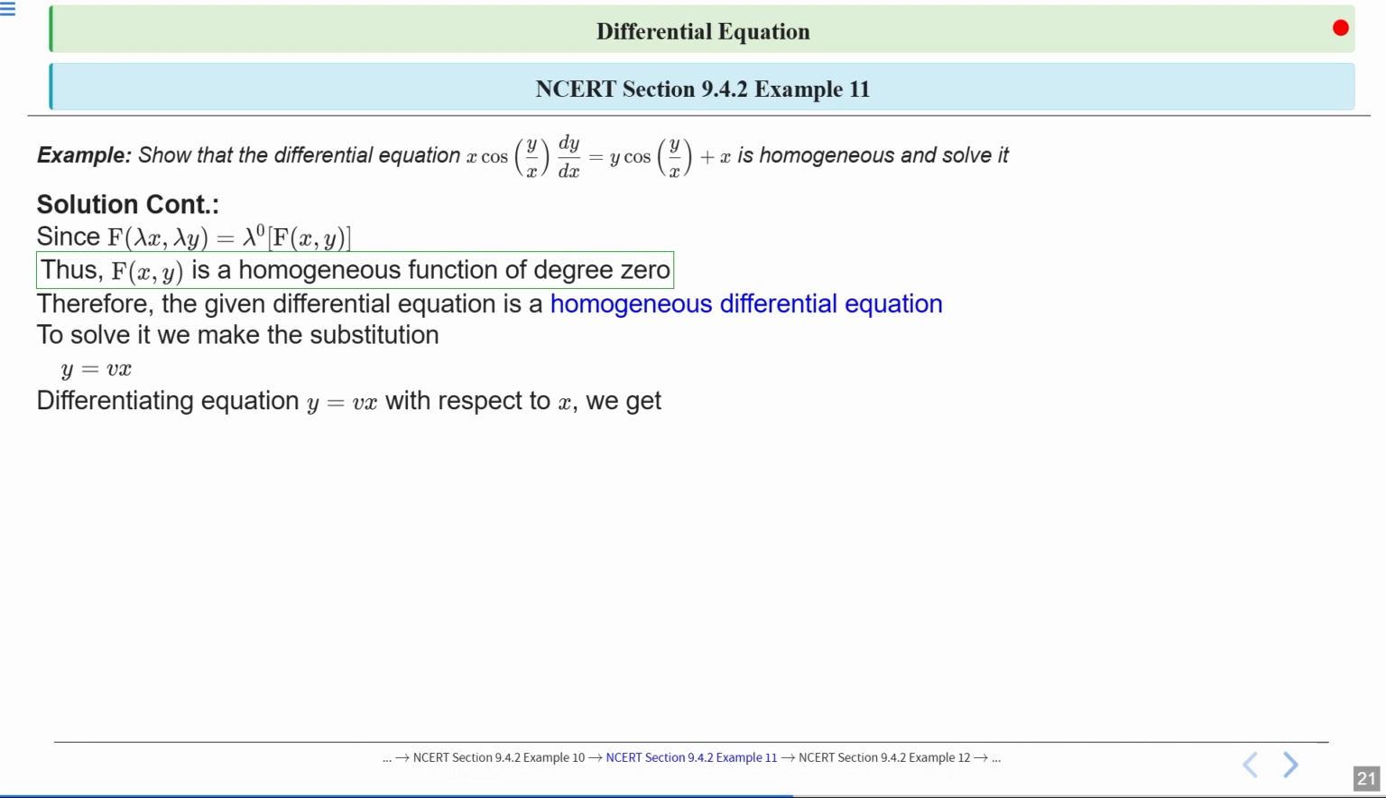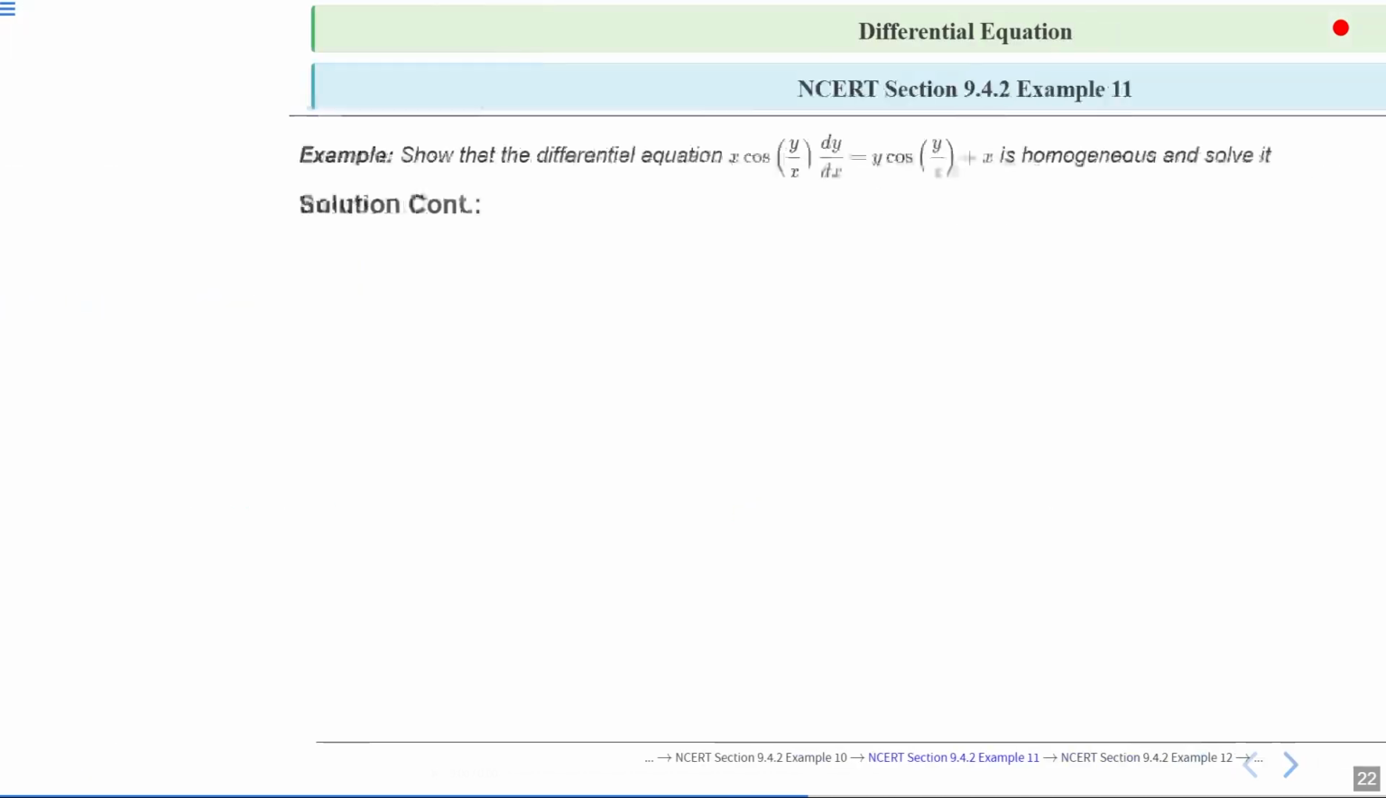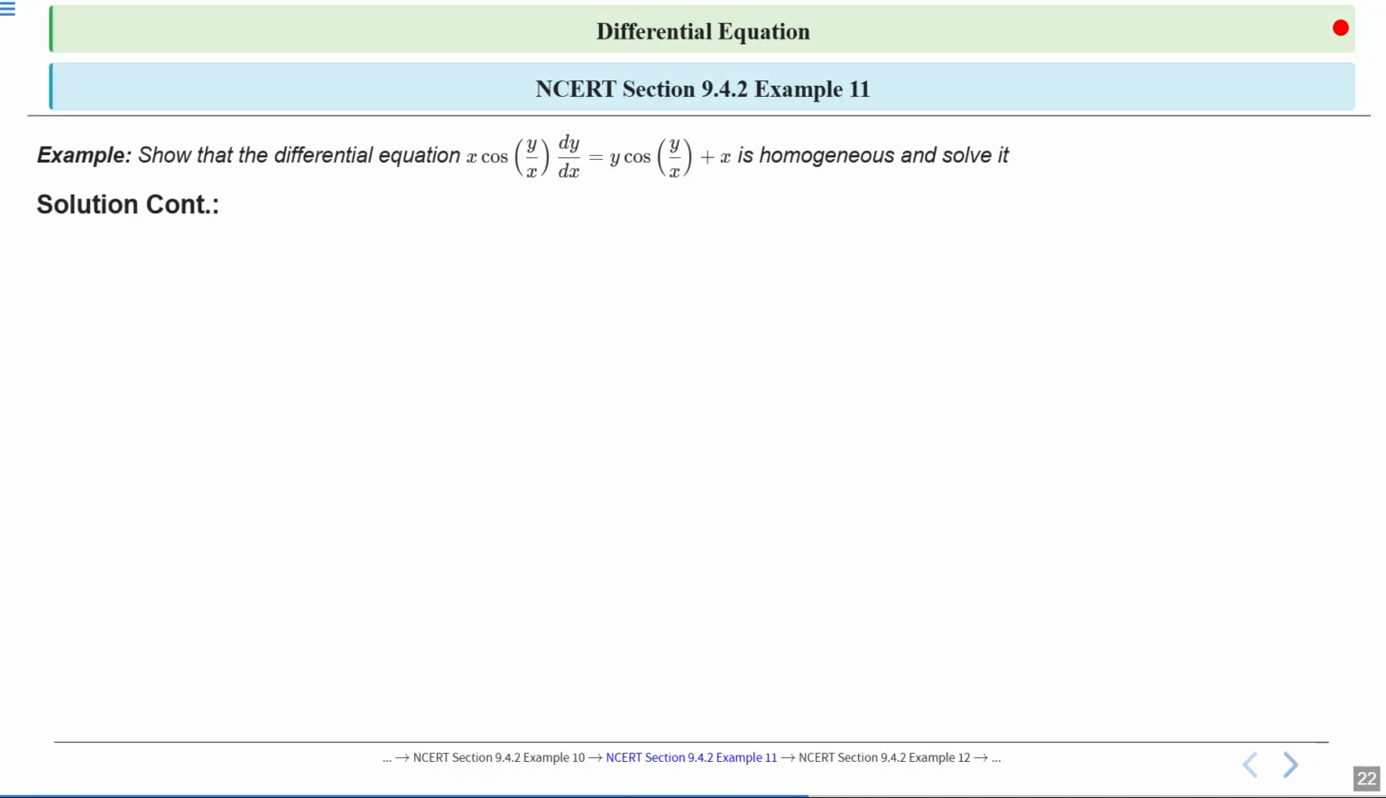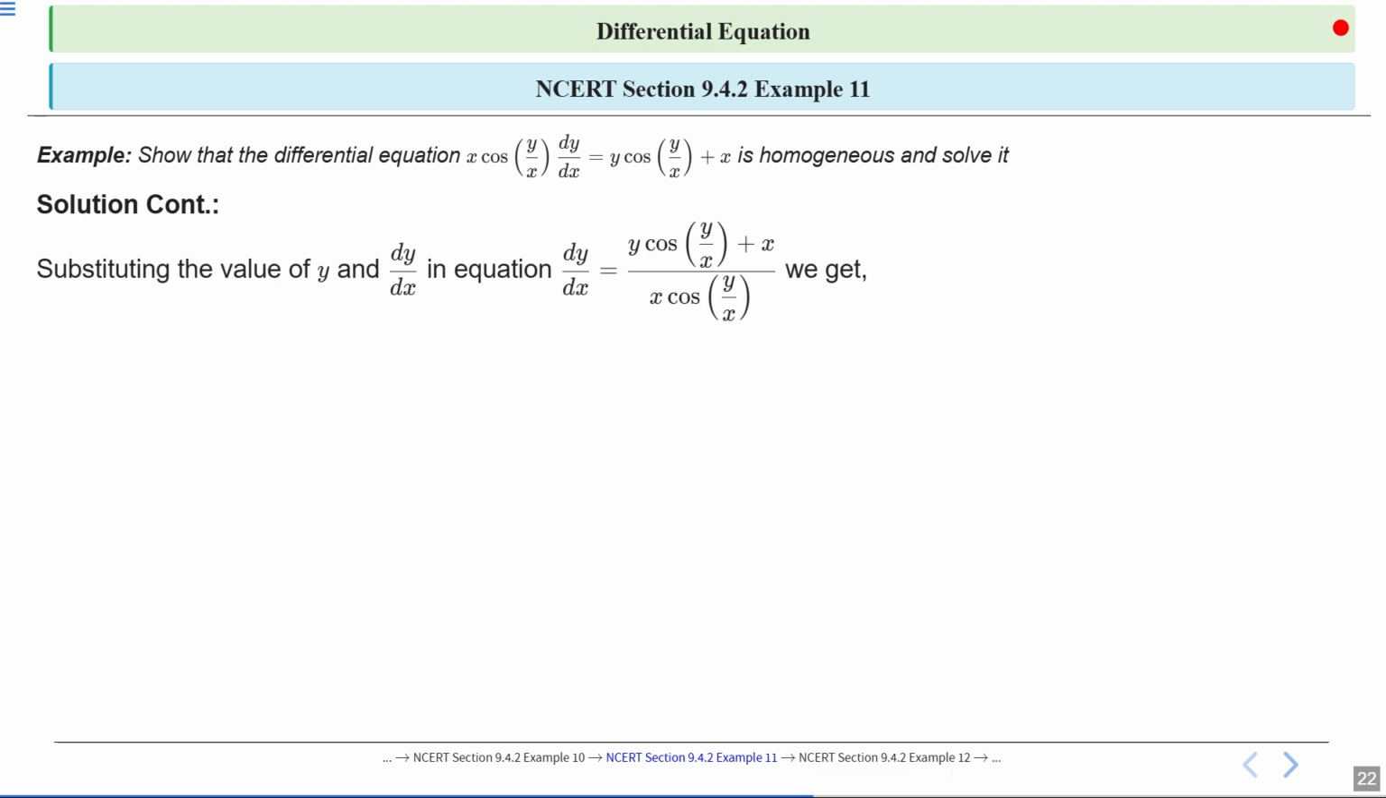Now to get the value of dy/dx, we differentiate y = vx with respect to x. So apply the product rule of differentiation. We get dy/dx = v + x dv/dx. At first we differentiate x, so we get v, and plus x into the differentiation of v, that is dv/dx. So now we have the value of dy/dx and also the value of y. So we replace them in the given differential equation, dy/dx = (y cos(y/x) + x) by (x cos(y/x)).